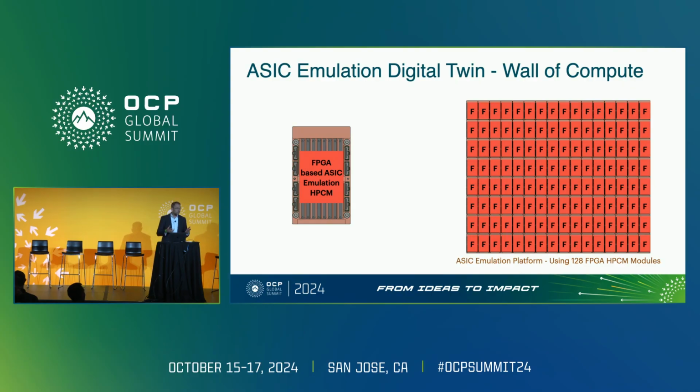So specifically looking at our use case for this POC, an ASIC emulation digital twin, wall of compute, we're just going to simply build a single FPGA HPCM module based on an FPGA from AMD that is dedicated for ASIC emulation purposes, and then we can tile our wall as big as we want with these modules. This is an example of 128 of these modules where you can start to emulate your big ASIC before you tape out. So that's a basic concept.